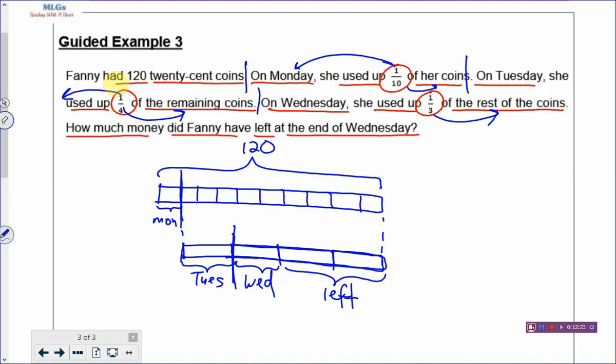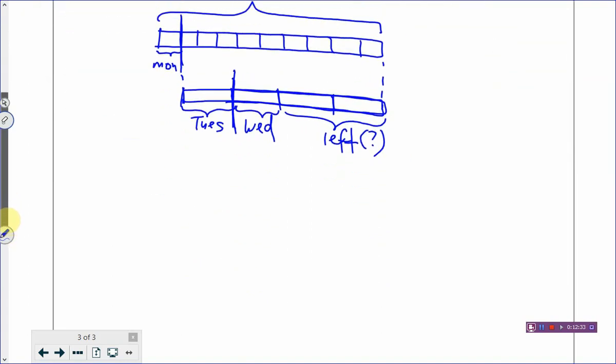Okay, so how much money did Fanny have left? So your question mark will be over here. So you have done with the drawing. So what do you do next? Now you study the model, and what do you do?